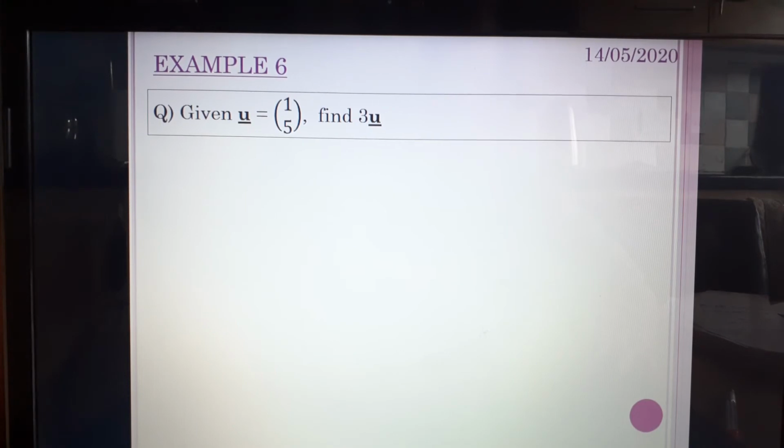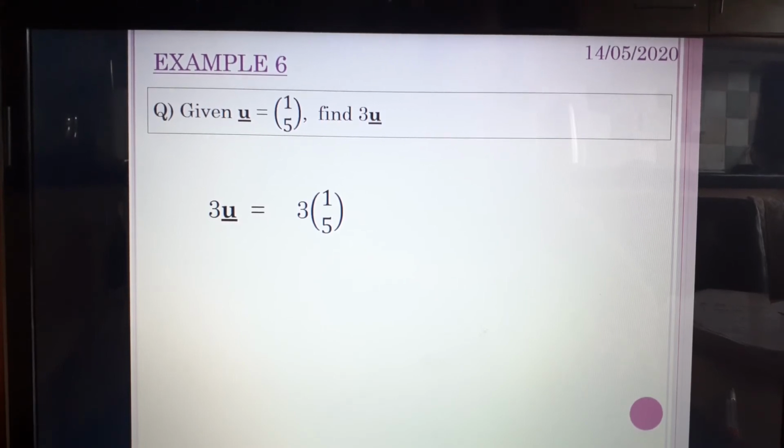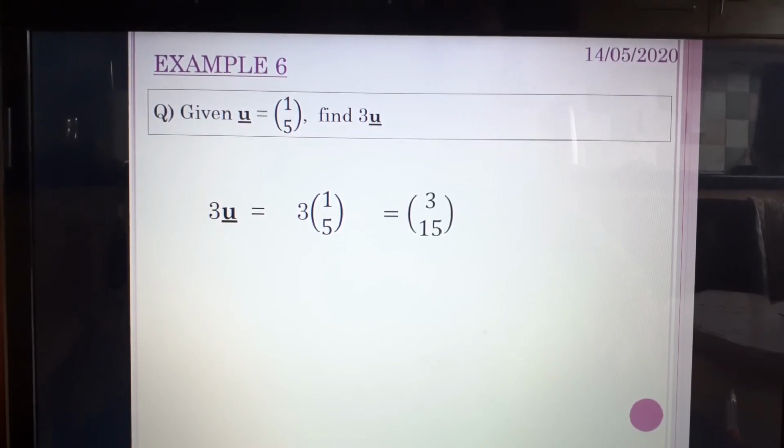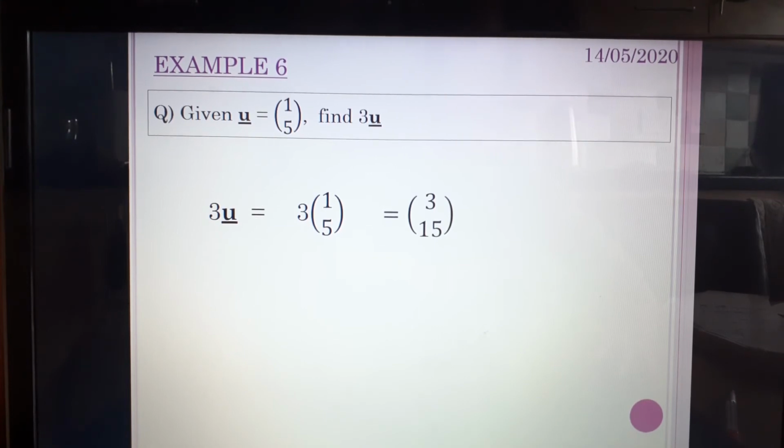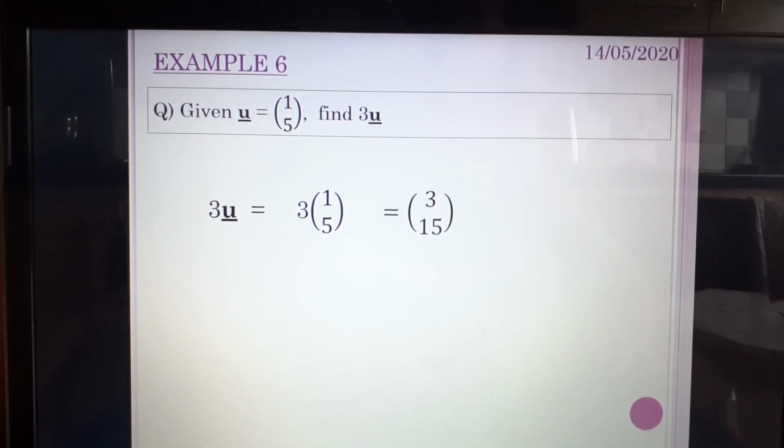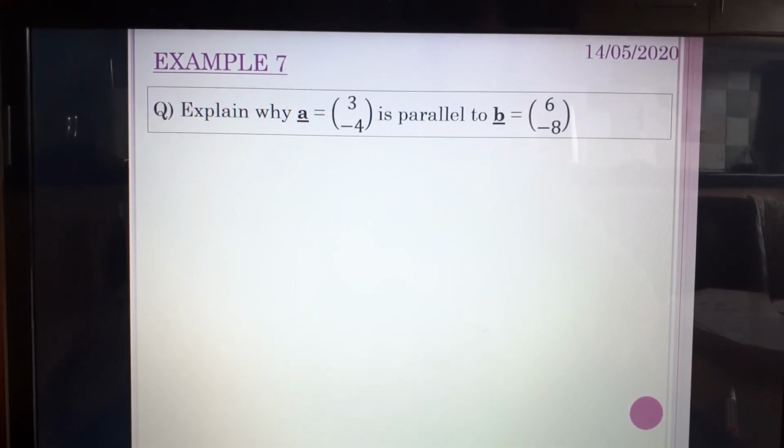Given u is equal to (1, 5), find 3u. 3u would be equal to simply 3 times each of the components. So 3 times the 1, 3 times the 5. You don't even need to write out that middle part there. 3u is equal to (3, 15).